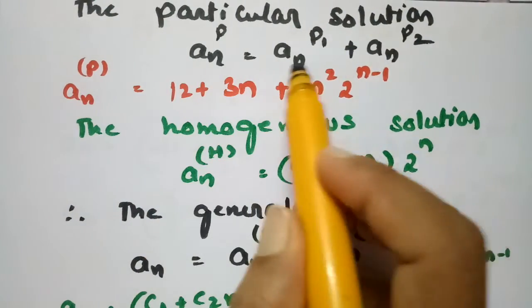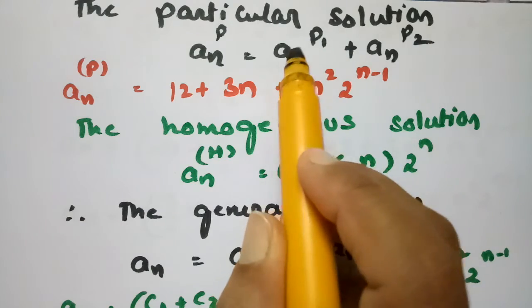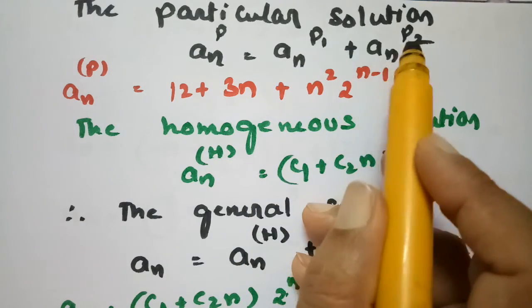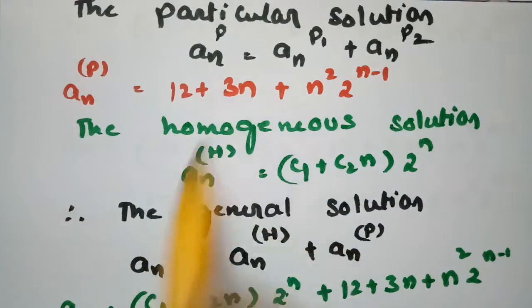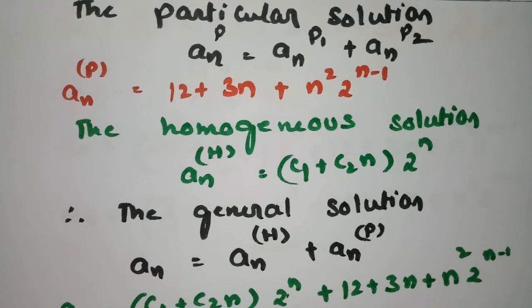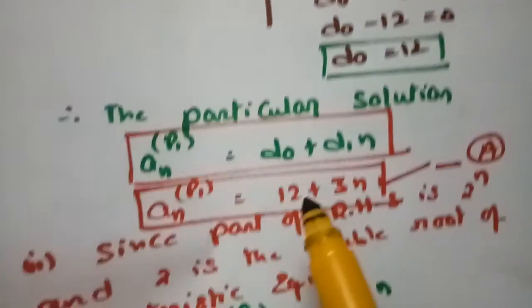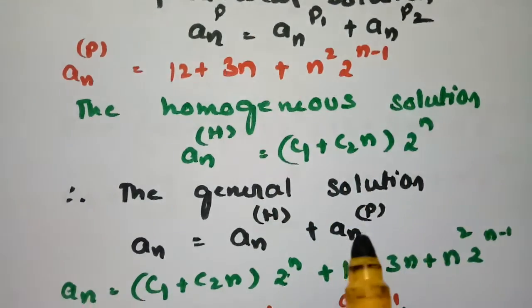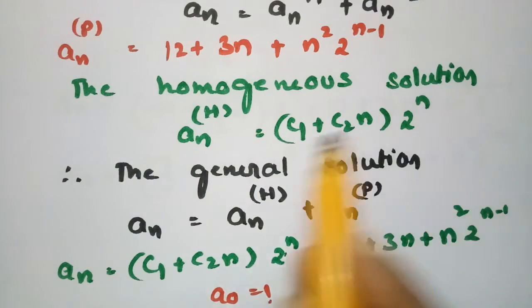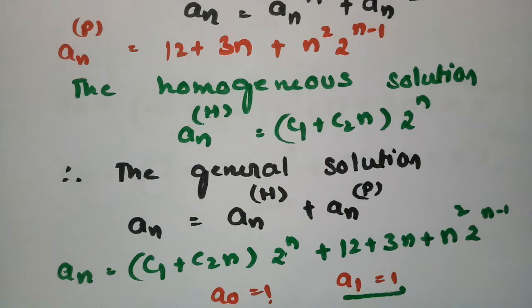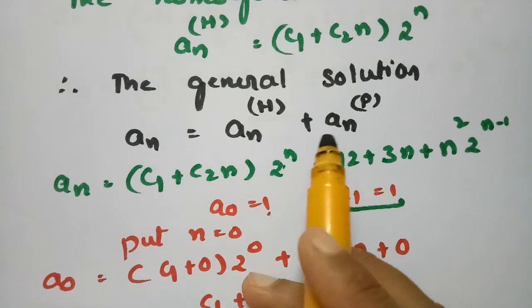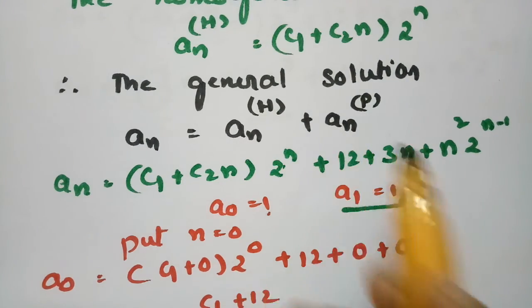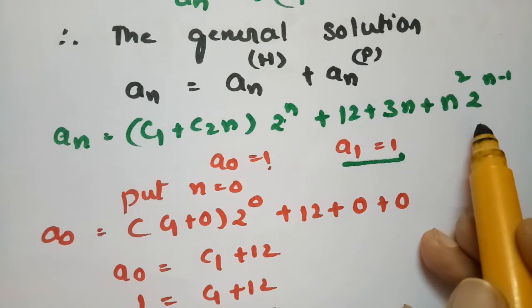After getting the first and second particular solutions, we have to add them up. The RHS part is, first one is 3n and the second one is 2 power n. So the first value is 12 plus 3n, and the second value is n square into 2 power n minus 1. We also know that the homogeneous solution is C1 plus C2n into 2 power n. So the general solution will be the homogeneous solution plus the particular solution. This will be the general solution.